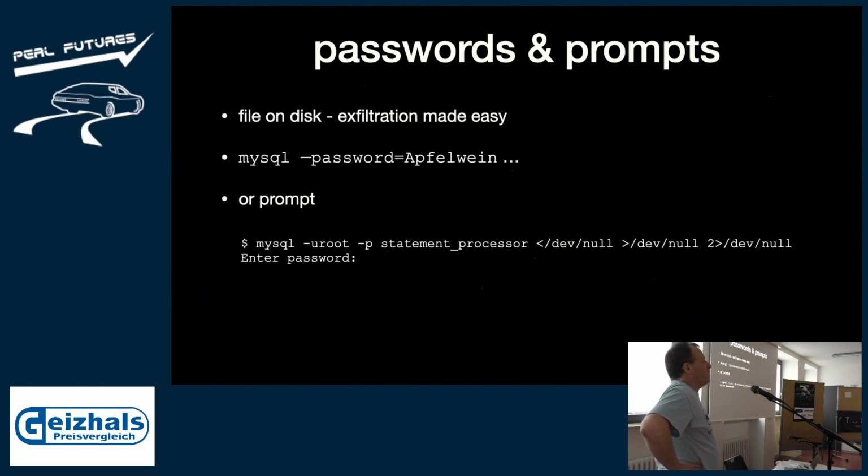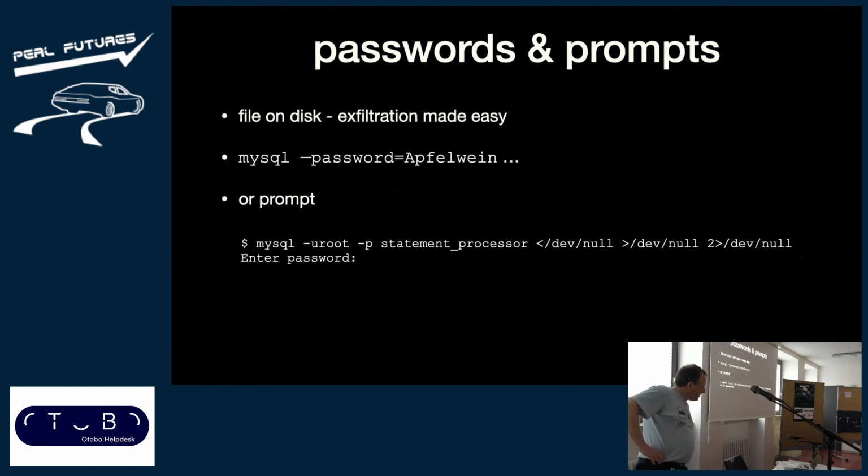So it's kind of a talk about passwords and prompts. So how does your database connection get its password? The easiest way is you do it from a config file, but that's kind of like exfiltration made easy. Anyone breaks into a machine, they can copy the passwords off.